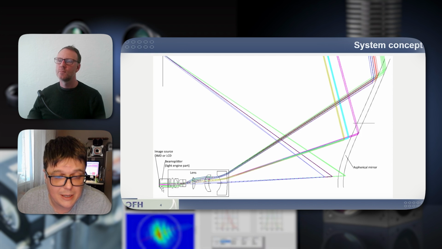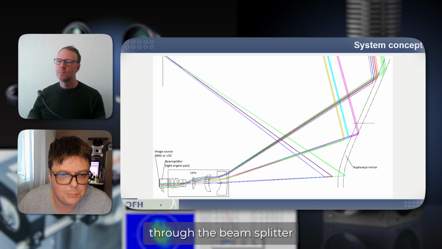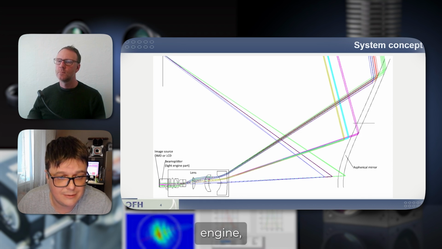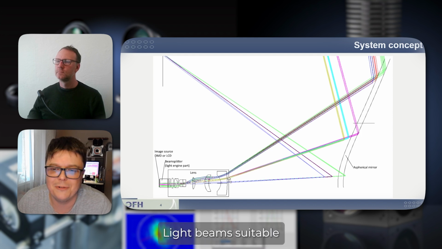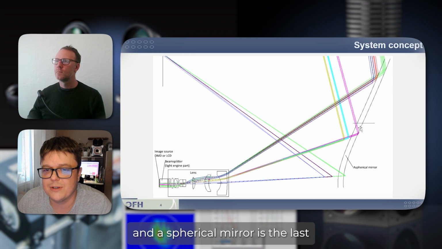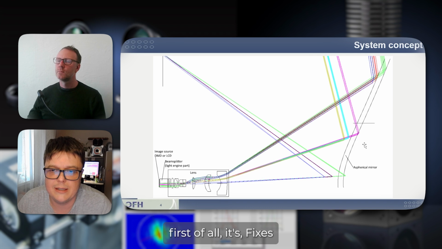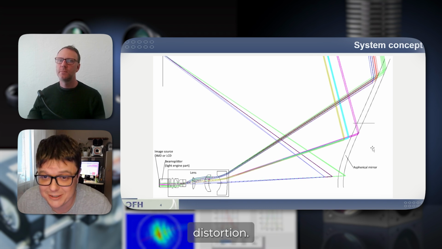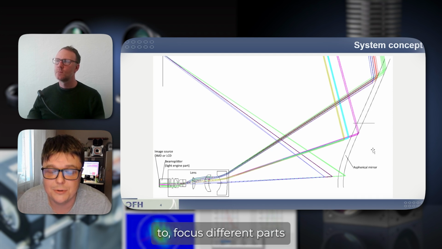this system produces. And light beams move from the left side through the beam splitter that is part of the light engine, through the lenses, and the lens forms not the image, it forms light beams suitable for the aspherical mirror, and the aspherical mirror is the last and final step for this system. It first of all corrects distortion, and also it helps to focus different parts of the projection in their places.